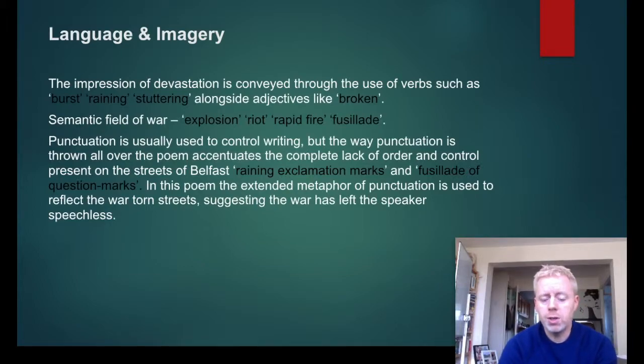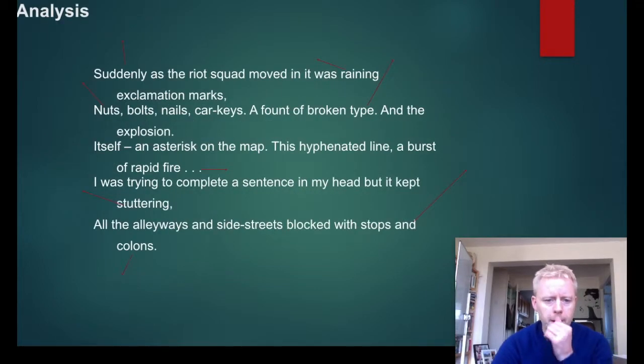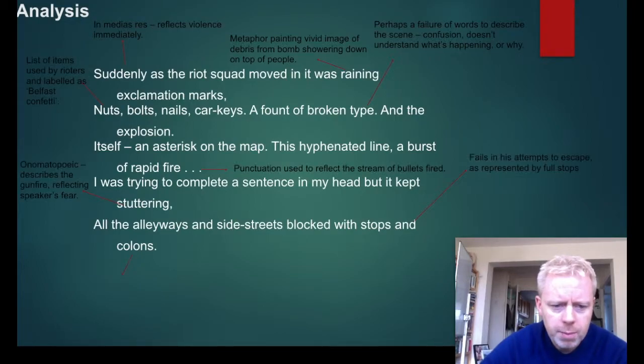Punctuation is usually used to control writing, but in Carson's case, the way he uses it, it's thrown all over the poem, and this accentuates the complete lack of order and control present on the streets of Belfast at this time. Raining exclamation marks and fusillade of question marks. So in this poem, the extended metaphor of punctuation is used to reflect the war-torn streets, suggesting the war has left the speaker speechless. Okay, so let me get the annotations up.